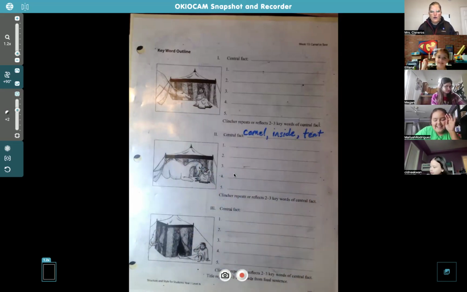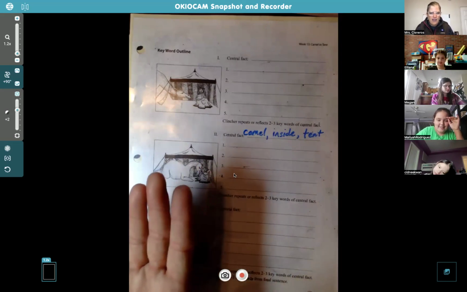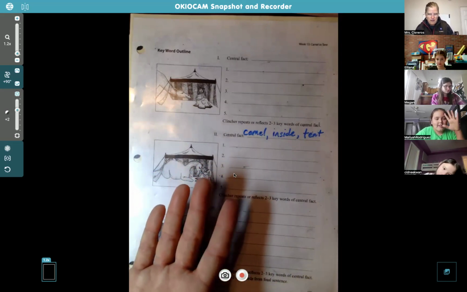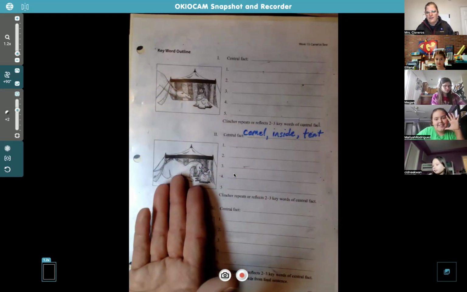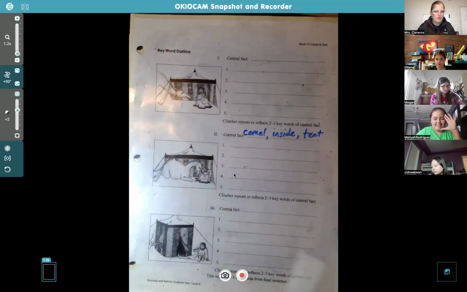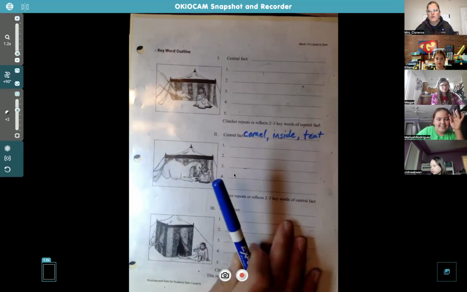You can do that. Or if there's people, or maybe they're at a circus, because it kind of looks a little bit like a circus tent, maybe. Maybe they're getting ready for a show, and maybe the camel's nervous about the show or something. So just put down some keywords here to help you remember what you're thinking of.